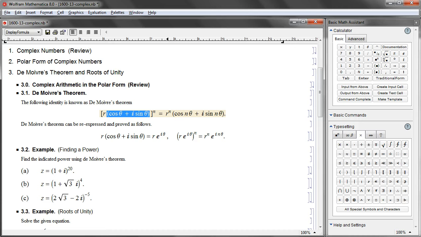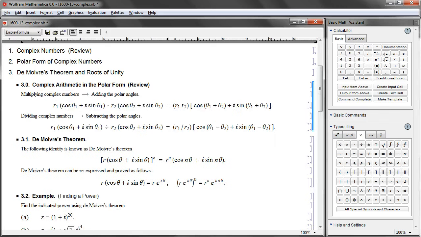You may have to FOIL it 100 times, maybe 1,000 times? Absolutely crazy. But multiplying by 100 or multiplying by 1,000, that's easy. Now, what is the theoretical background of this? It's actually coming from complex arithmetic that we discussed in the previous lesson.